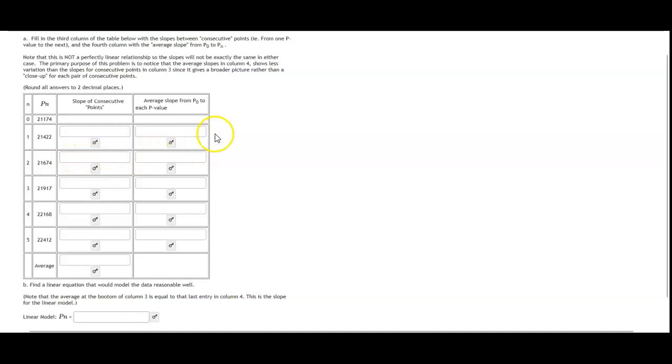So anyway, let's begin. The slope formula says you take y sub 2 minus y sub 1 over x sub 2 minus x sub 1. So that is the slope here. We're going to take 21,422 minus 21,174 over, and of course that's just going to be 1 minus 0. They're consecutive, so the denominator is going to be 1 every time. And that ends up being 248.